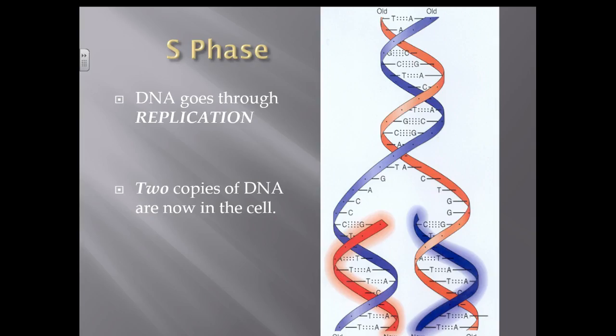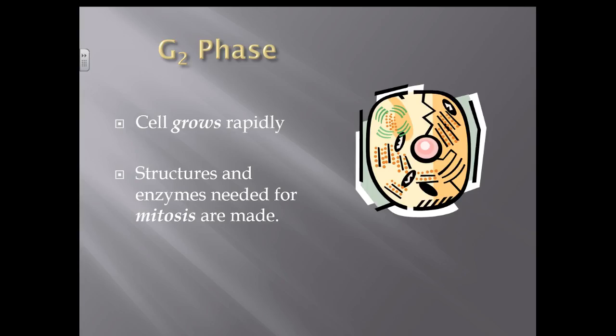S phase comes after G1, and remember we're still in interphase here. In S phase, the DNA is going to copy itself. So at the beginning of S, you have one copy of DNA. At the end, you have two identical copies. Again, that makes sense because each of the two new cells is going to want an equal complement of DNA.